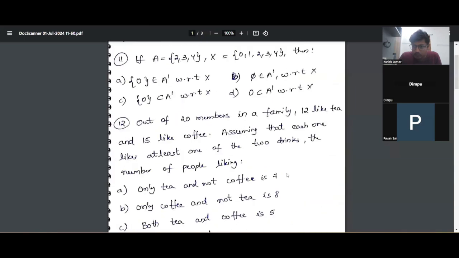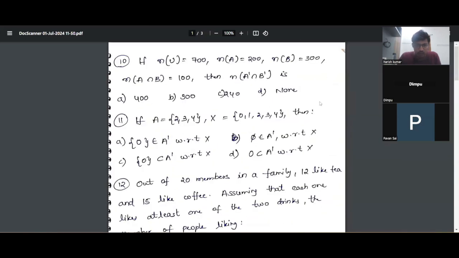So I had seen this worksheet. All right. So what's the first one answer? 400. Dimpu, what about you? 300. Dimpu, you got the same answer? Yes, sir. Okay. Let's quickly discuss.